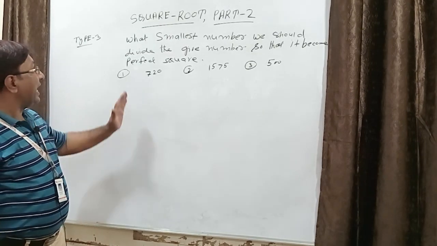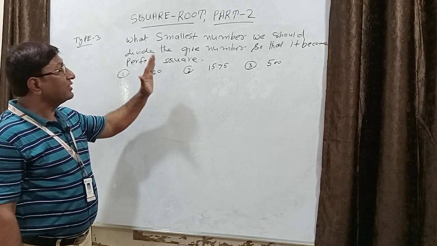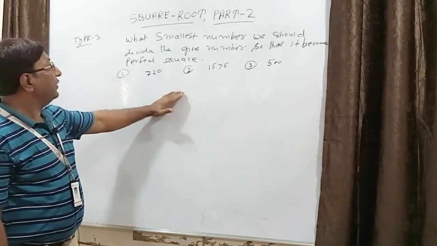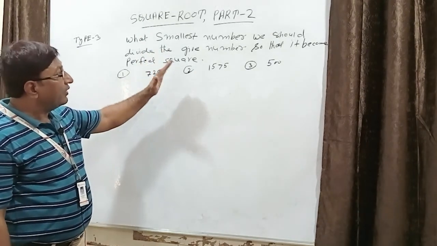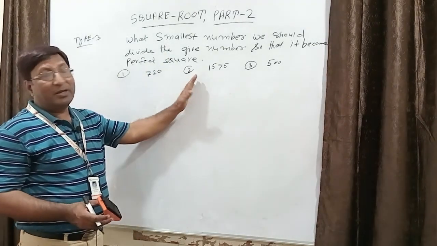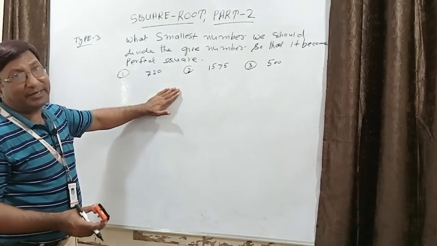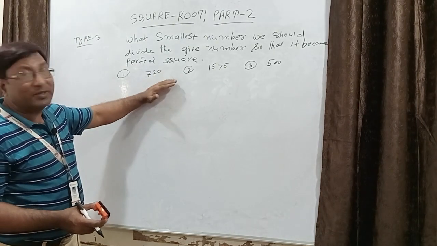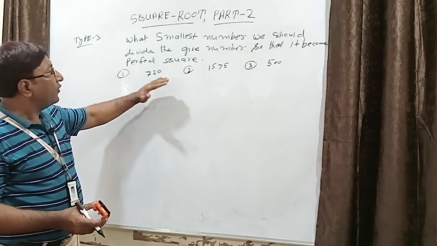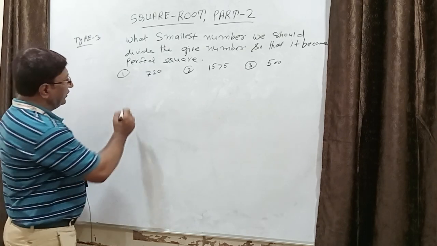Now see type number 3 question. The type 3 question is: what is the smallest number we should divide the given number by so that it becomes a perfect square. So for this type of question, what is the technique? Again the same technique. Make the factors of this number and check which number has no pair. This is our answer.